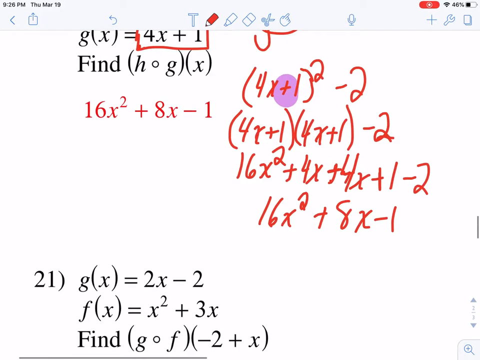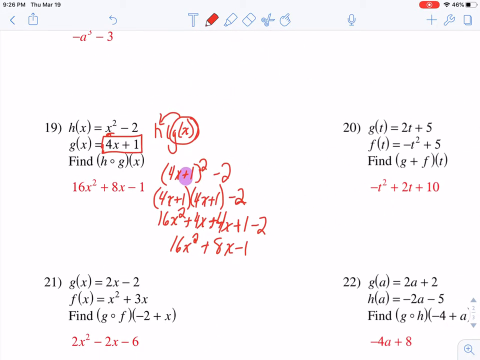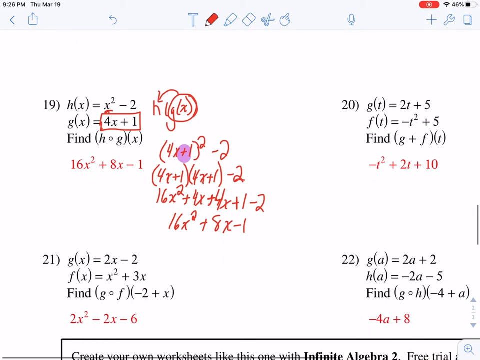If you need practice on this, a good one to work on would be something like 21. Granted, you have negative 2 plus x, and it's a little bit more complicated, but you have to plug that in and square it first. So go ahead and, if you got 19 and 21 wrong, see if maybe that was your mistake.